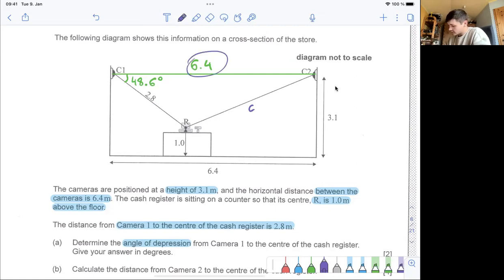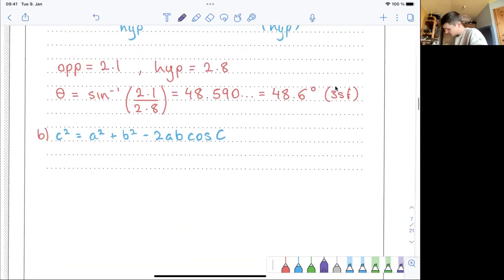And whether we call this side 6.4 A or B, or this 2.8 A or B, doesn't really matter. We can say this side is A, this side is B, or vice versa. And this angle here is going to be equal to capital C in the formula. So we'll say that A is equal to 6.4, B is equal to 2.8, and C is going to be equal.